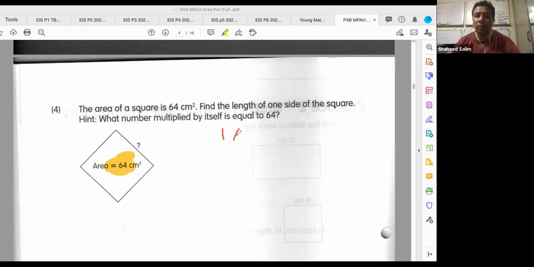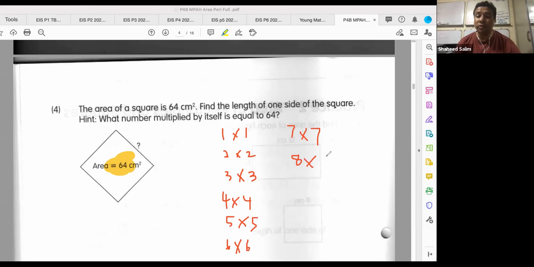1 times 1 is 1. 2 times 2 is 4. 3 times 3 is 9. 4 times 4 is 16. 5 times 5 is 25. 6 times 6 is 36. 7 times 7 is 49. 8 times 8 is 64. You have just found your answer. Congratulations. 8 times 8 is 64.